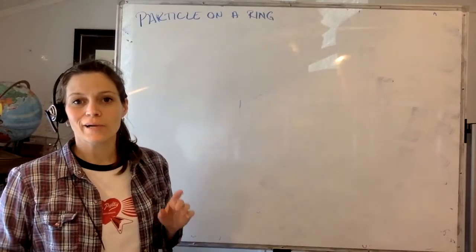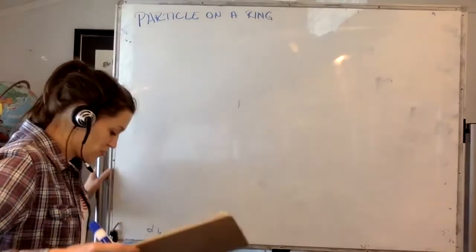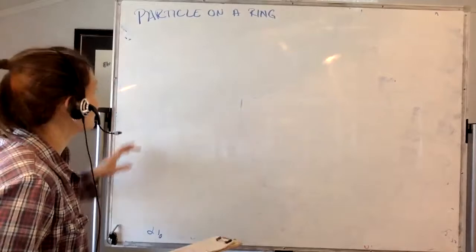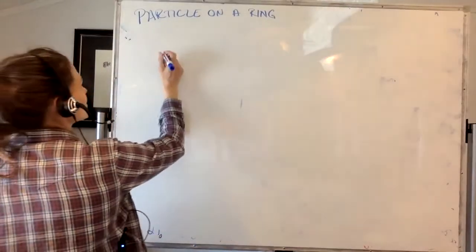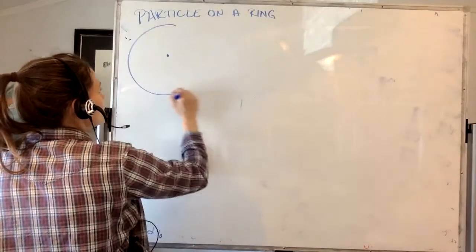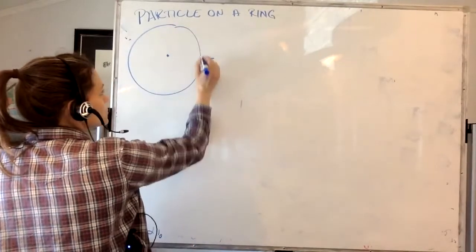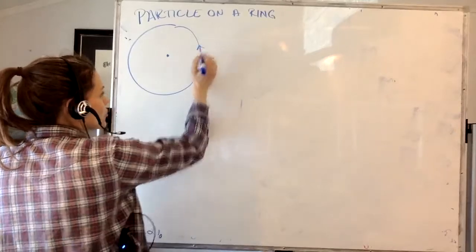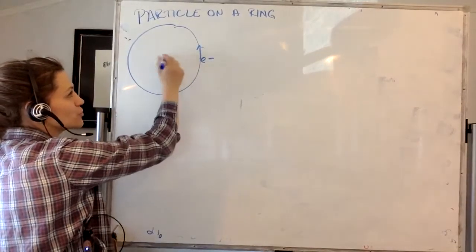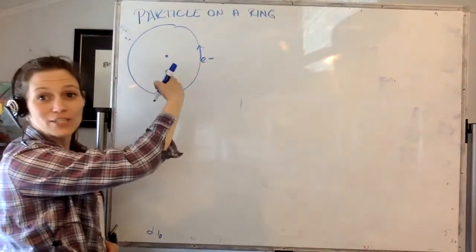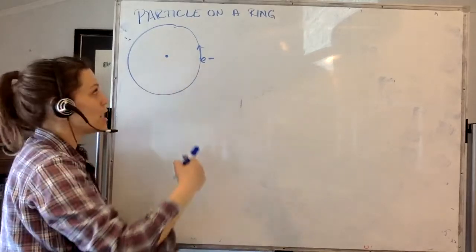Okay, now we're going to talk about the particle on a ring. We've got an electron that's bound to a ring, so it's going to be going in that direction. And I drew this in the center. There is no potential energy whatsoever in the center.